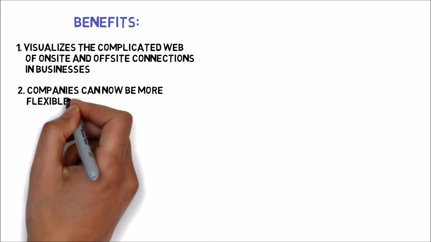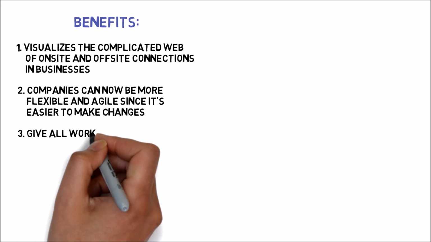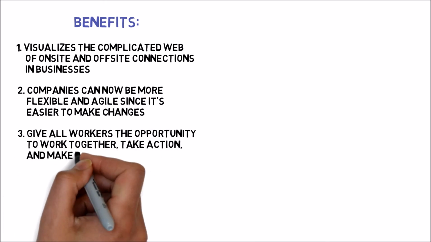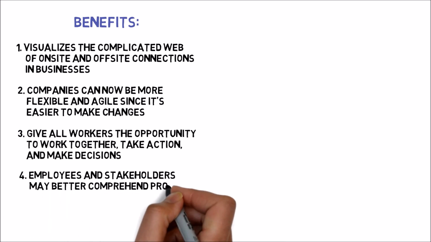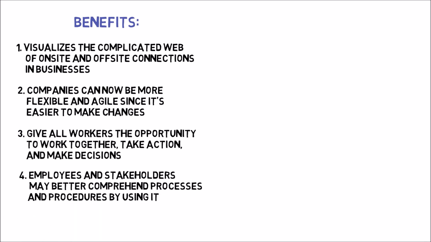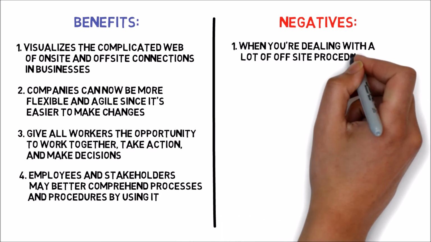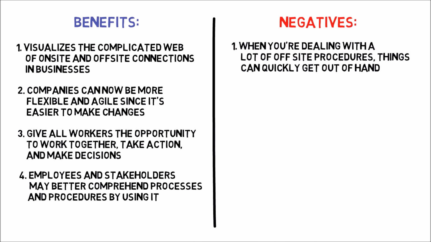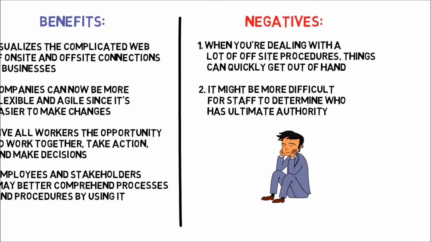Companies can now be more flexible and agile since it's easier to make changes. It gives all the workers the opportunity to work together, take action, and make decisions. Employees and stakeholders may better comprehend processes and procedures by using it. Negatives: When you're dealing with a lot of off-site procedures, things can quickly get out of hand. It might be more difficult for staff to determine who has ultimate authority.